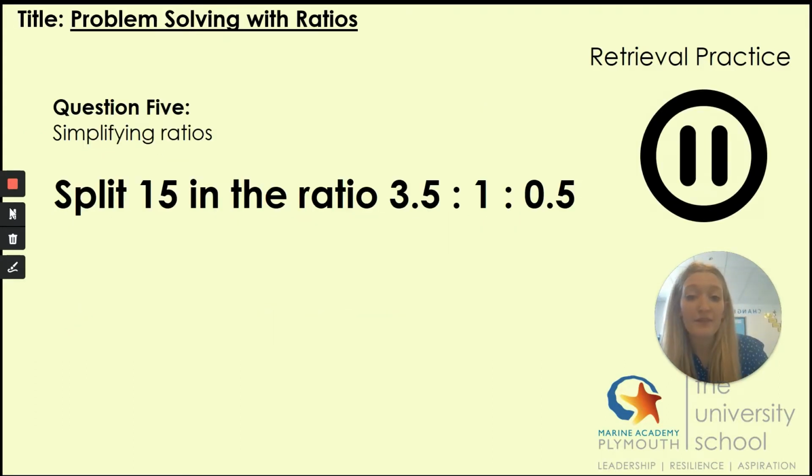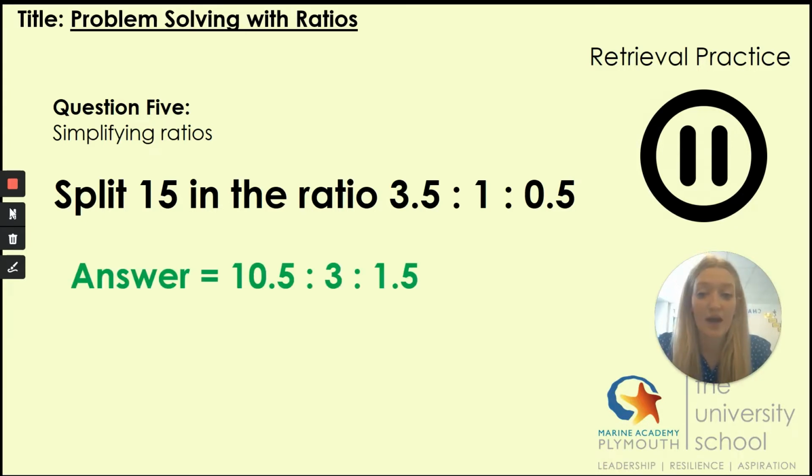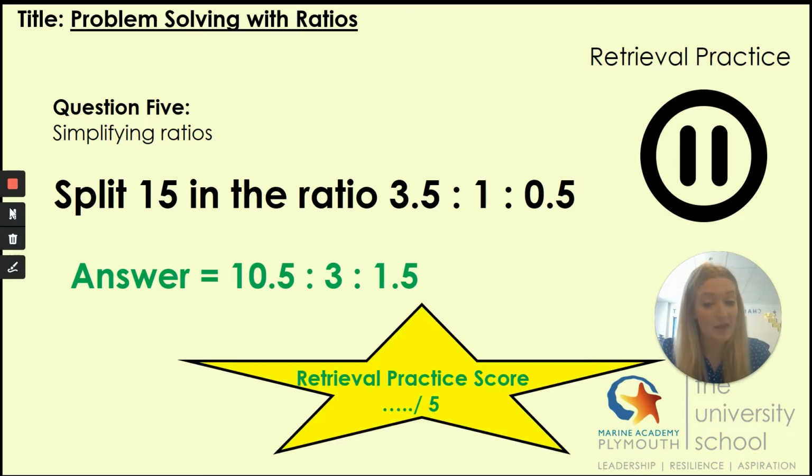Right, and next up, question 5. Split 15 in the ratio 3.5 to 1 to 0.5. And pause. And 3, 2, 1, pens drop, green pens up, and ticking your answers, you should have 10.5 to 3 to 1.5. Some really fantastic work there, some really tricky questions. I'm super impressed. Can you give yourself a retrieval practice score out of 5 for me? Really well done there, guys.